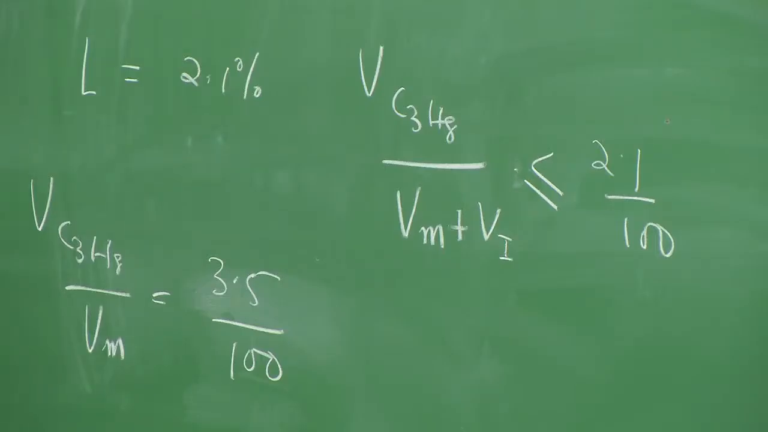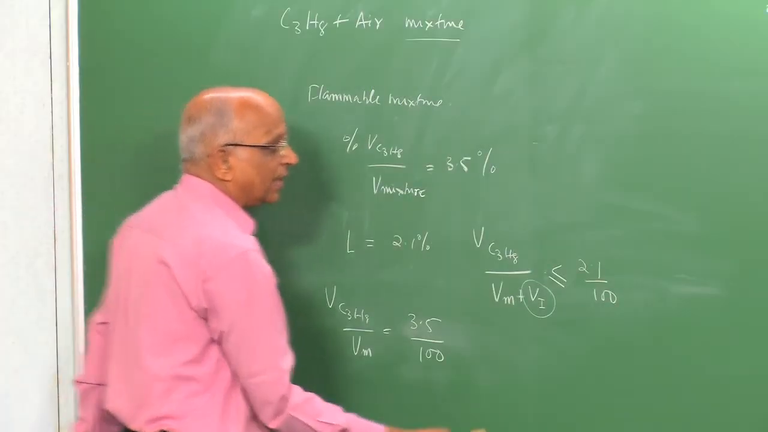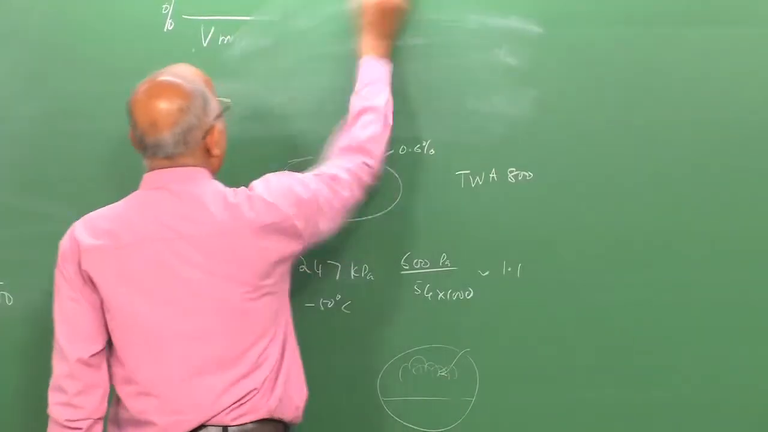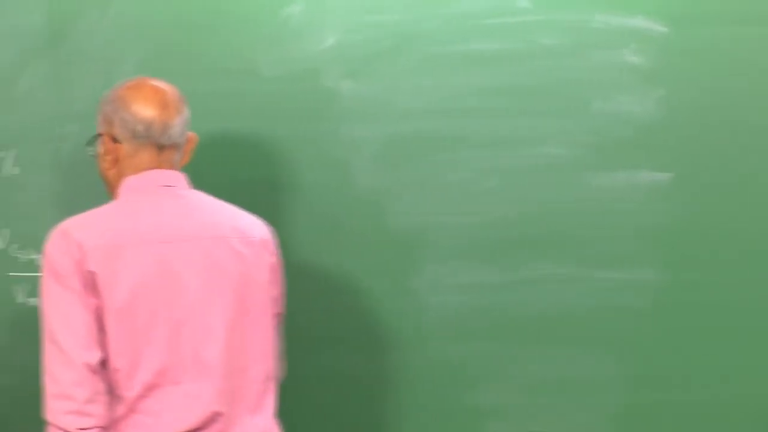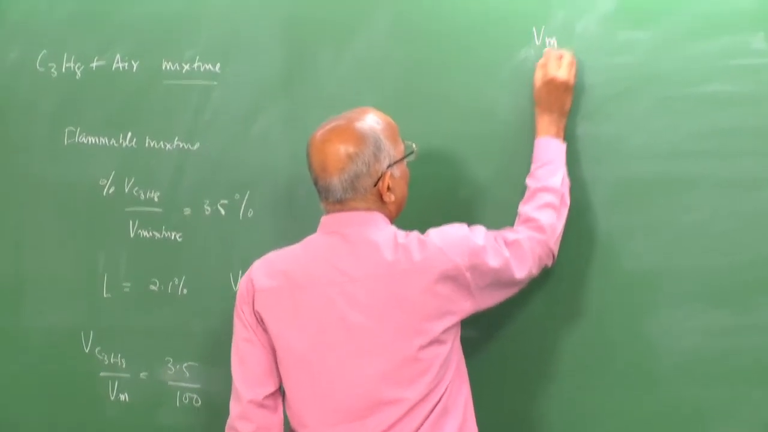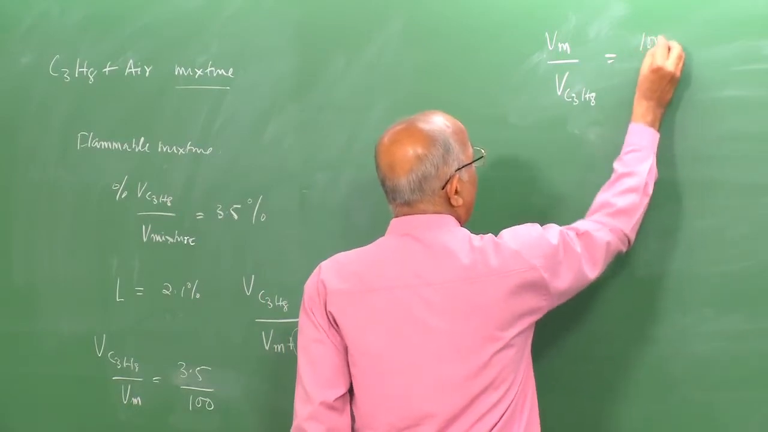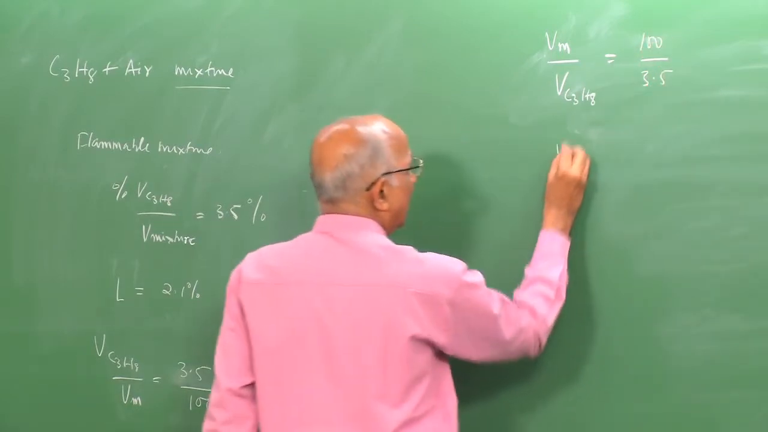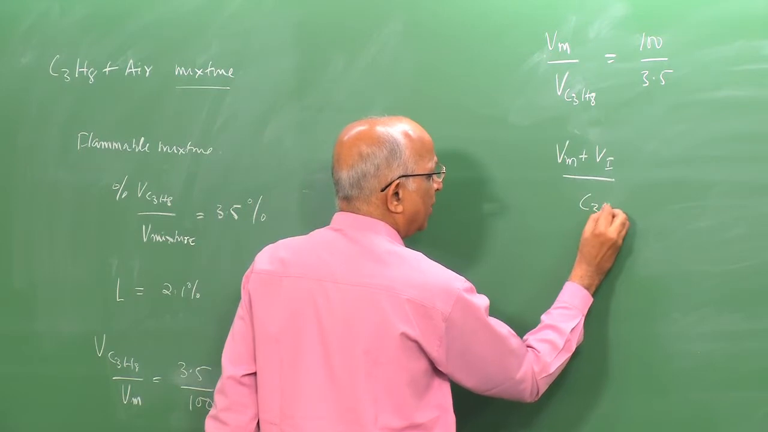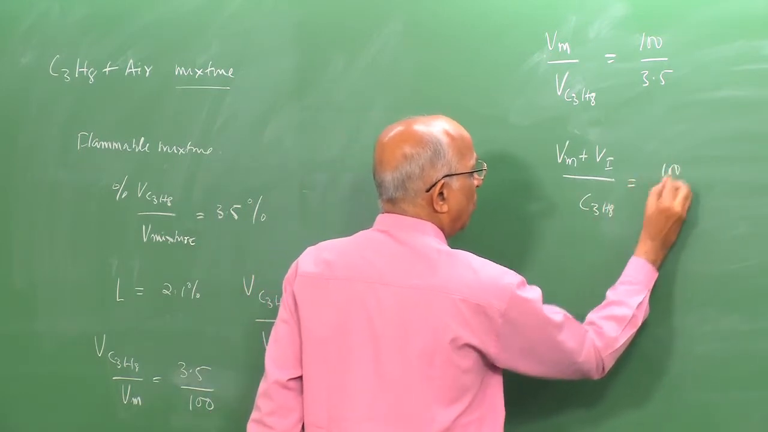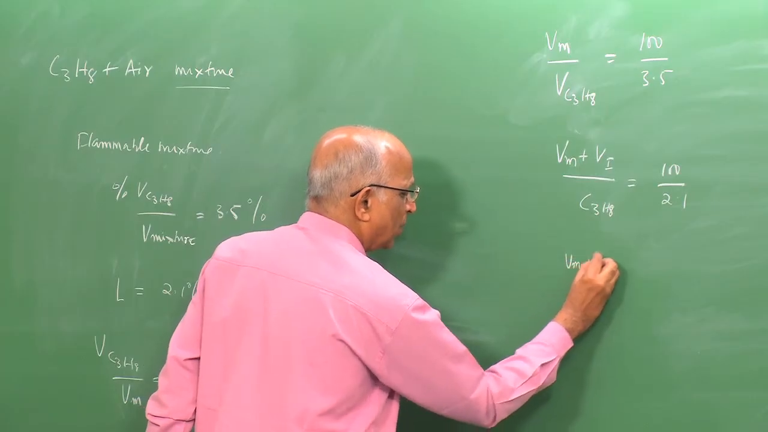Therefore, now I want to find out the volume of the inert gases which I add. Let us calculate this value. I take the inverse of both the equations, and I have volume of mixture divided by volume of C3H8 is equal to 100 by 3.5, and from the second equation, volume of mixture plus volume of the inert gases divided by volume of C3H8 is equal to 100 by 2.1.